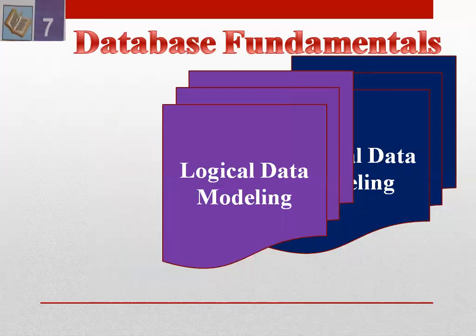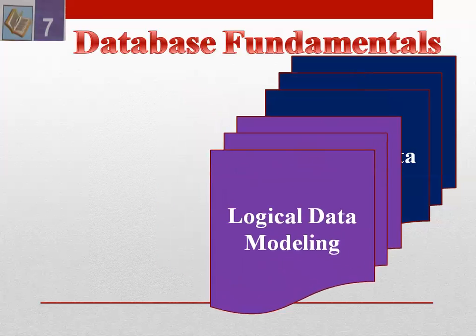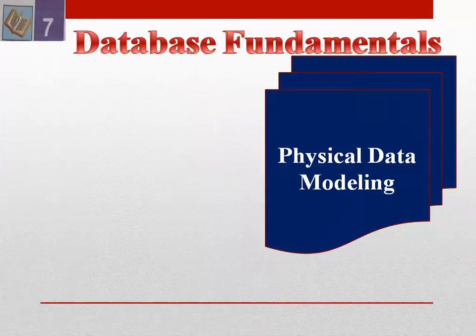Then we have logical data modeling. Logical data modeling describes the specific entities, attributes, and relationships involved in a business function, and serves as the basis for the creation of the physical data model. So before starting the physical data model, we have to complete logical data modeling, which specifies the entities, attributes, and relationships involved in the business function. In the last, we have physical data modeling.